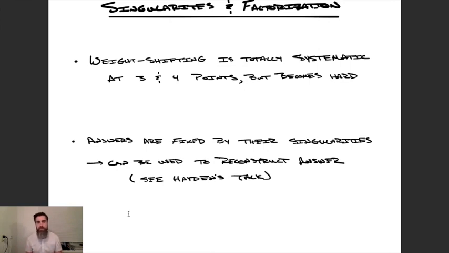And indeed, there is such a way. So the answers, it turns out, are in many cases completely fixed by their singularities, or almost completely fixed by their singularities. And so if you know where the singularities of correlators are and how they behave in the vicinity of those singularities, you can use that information to reconstruct the answer. Okay, and Hayden will tell you more about that next week.